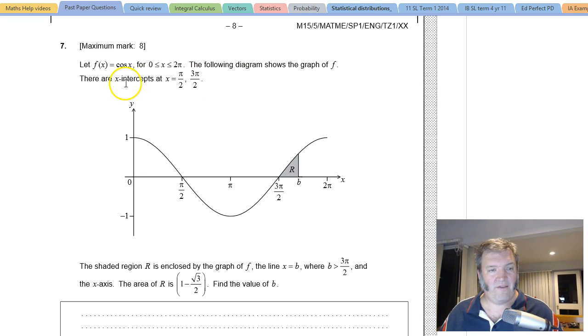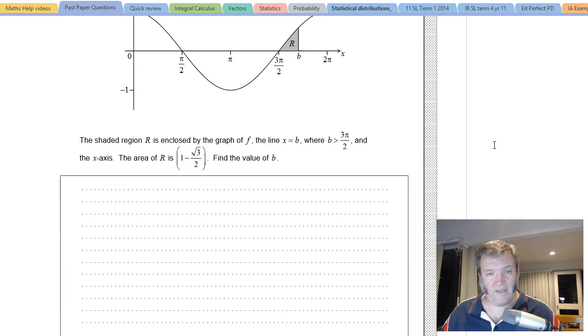The following diagram shows the graph. There are x-intercepts at pi over 2 and 3 pi over 2. Yep, we knew that. The shaded region R is enclosed by the graph of f, the line x equals b, that vertical line there, and the x-axis, where b is greater than 3 pi over 2. Well, we can see that. They've confirmed it for us. The area of R is 1 take root 3 over 2. Find the value of b.